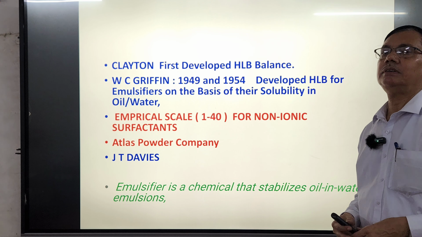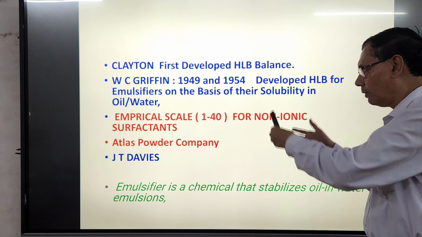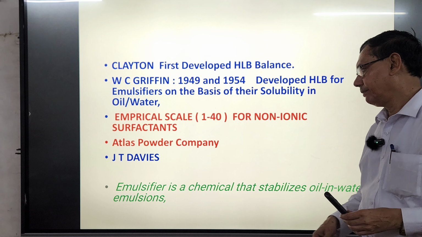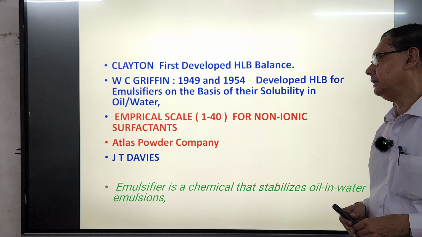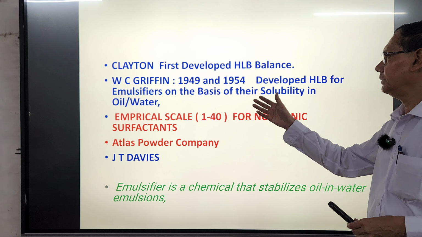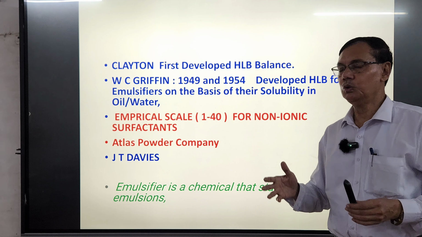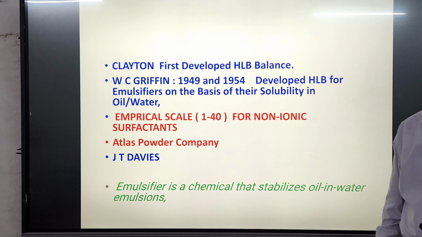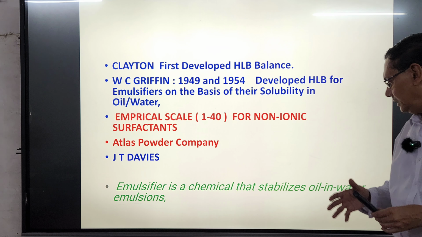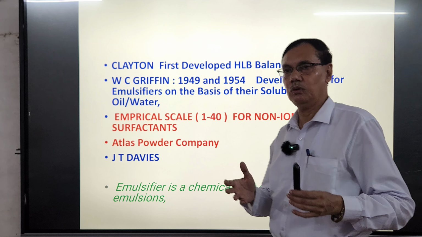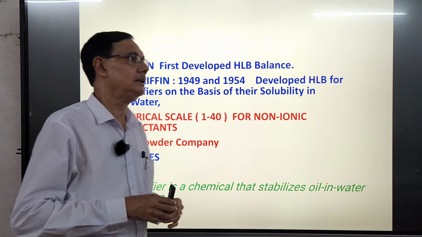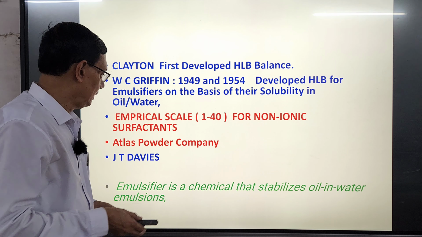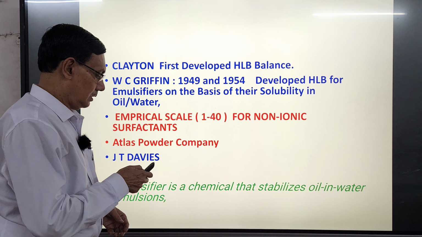I have also referred to some other research articles, like J.T. Davies. I would like to show you some HLB values of non-ionic surfactants and the scale, which I have taken from J.T. Davies. Of course, the basis is the use of emulsifier. You all know that an emulsifier is a chemical that stabilizes the oil in water emulsion. When we mix oil and water, they do not mix. But if we add some surfactant, it will form the micro emulsion.